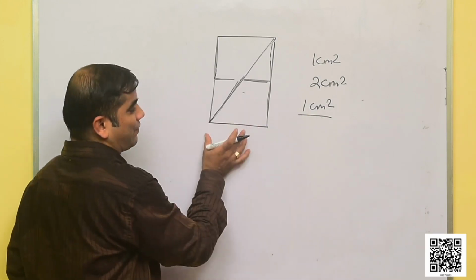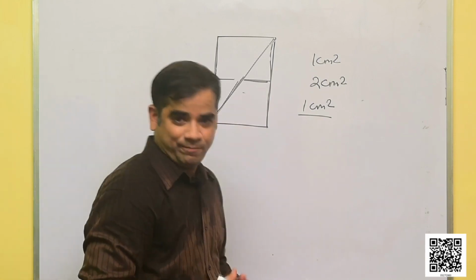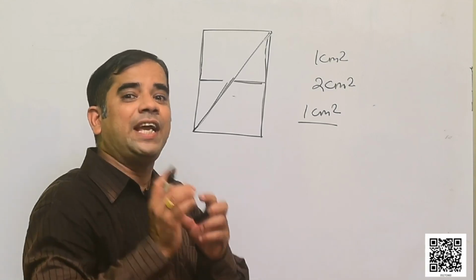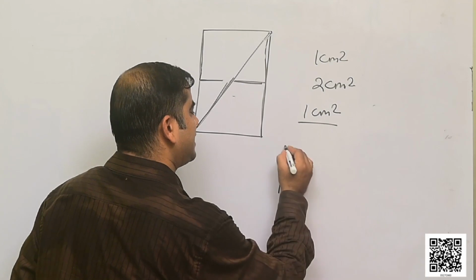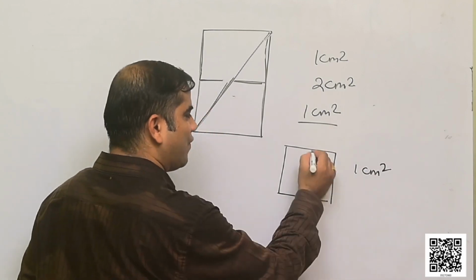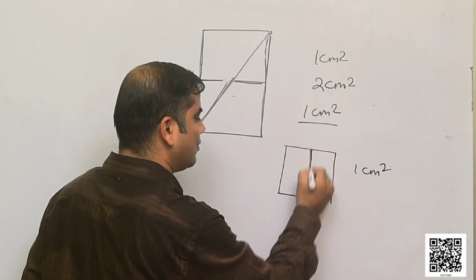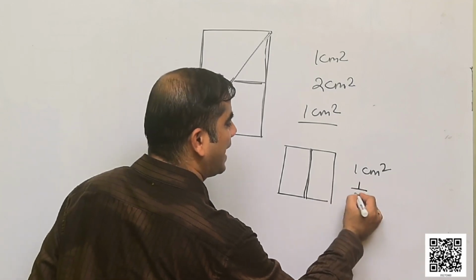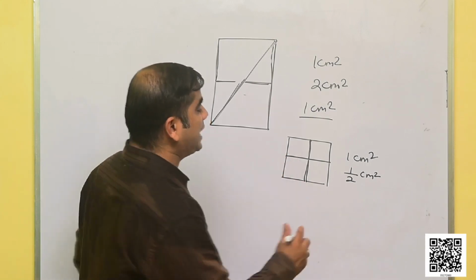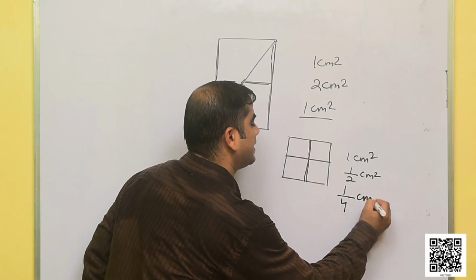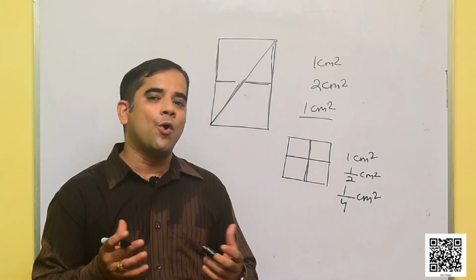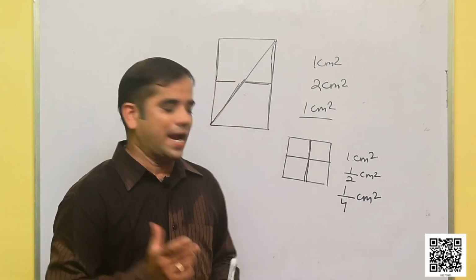So now, if we divide evenly, we can find out the area of each part. For example, this is a square of area 1 centimeter square. If I divide it into two parts, each part is 1 by 2 centimeter square. If we divide it into four parts, each part is 1 by 4 centimeter square, and so on. So let us find out some more areas including the squares.